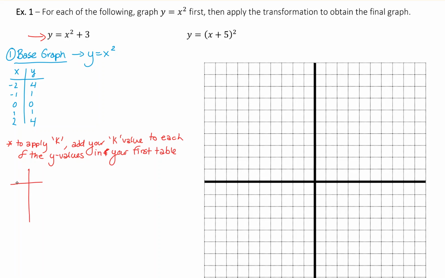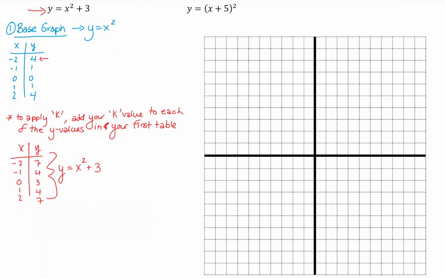So what does that look like? Well, I'm going to keep all of my x values the same because they're not going to change, but my first y value was 4. I'm going to add 3 to it. Now it's 7. 1 plus 3, that's 4. 0 plus 3 is 3. 1 plus 3 is 4. And 4 plus 3 is 7. So this right here would be the graph for y equals x squared plus 3. Okay, and we'll graph that in a second. I just want to get all this work out of the way first.